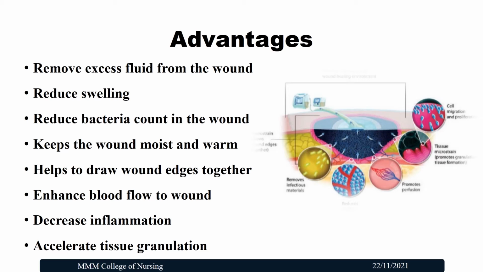The negative pressure wound dressing has a few advantages when we compare it with traditional or regular wound care methods. It removes the excess fluid from the wound bed immediately and also reduces the swelling, and it helps to reduce the bacterial count over the wound, and it keeps the wound moist and warm and also without any fluid accumulation. It helps to draw the wound edges together, facilitating the closure of the wound, and it enhances the blood flow to the wound and decreases the inflammation.